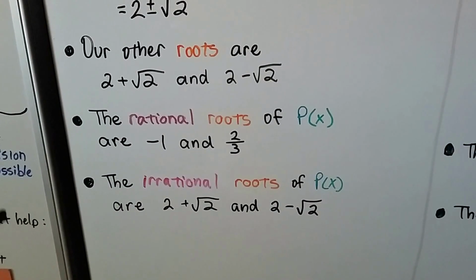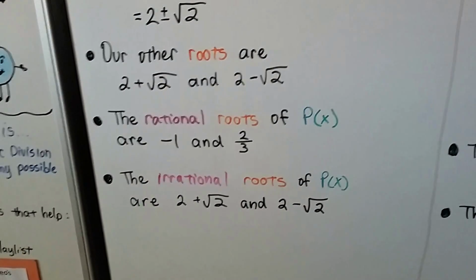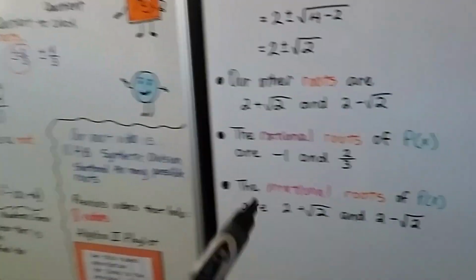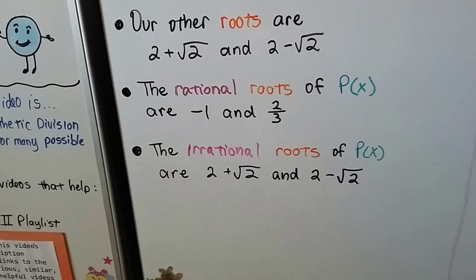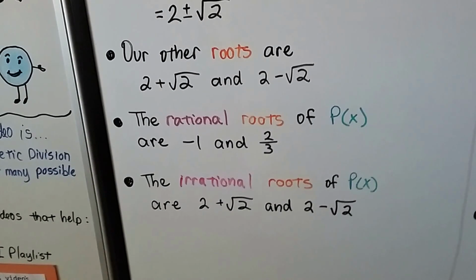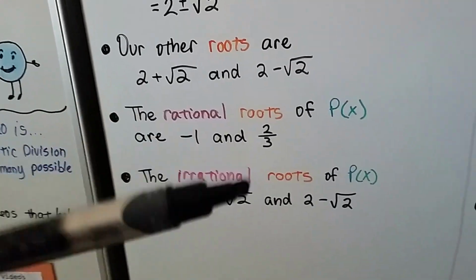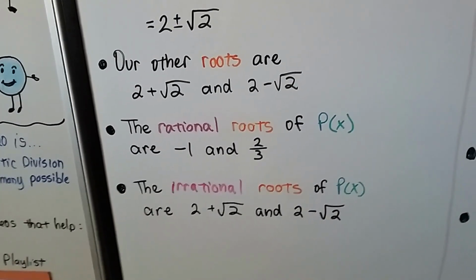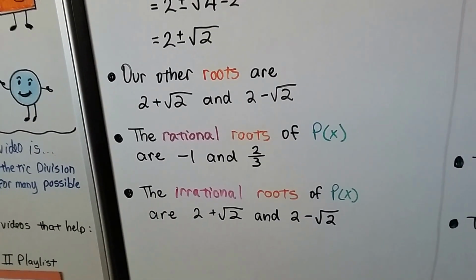So our rational roots of p of x are a negative 1 and a 2/3. All right? Because that's what we found out from doing this part. And the irrational roots of p of x are 2 plus square root of 2 and 2 minus square root of 2. So we found 4 roots. We found the rational ones and the irrational ones. And the quadratic formula helped us find that one. All right?